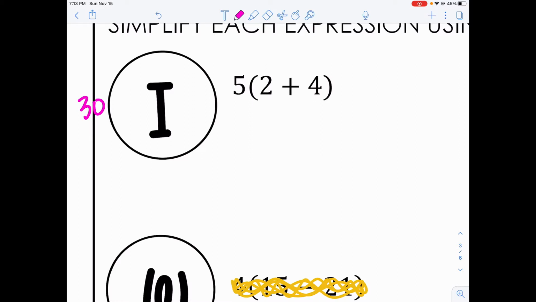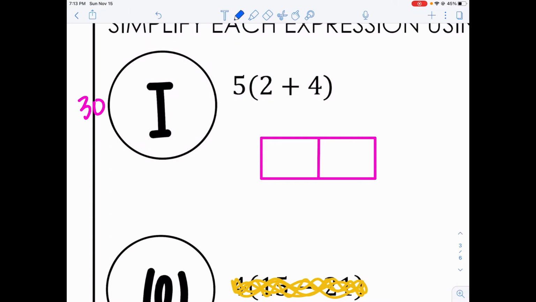The distributive property, we're going to use the box method. So the first thing I'm going to do is draw a nice little rectangle. Now looking inside the parentheses, I have one term and another term. So 2 terms means 2 boxes. So I'm going to separate that. So now I have 2 boxes.